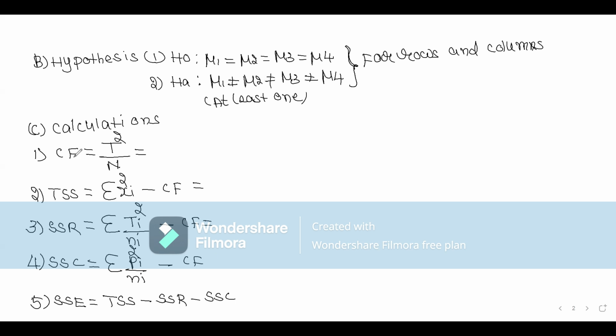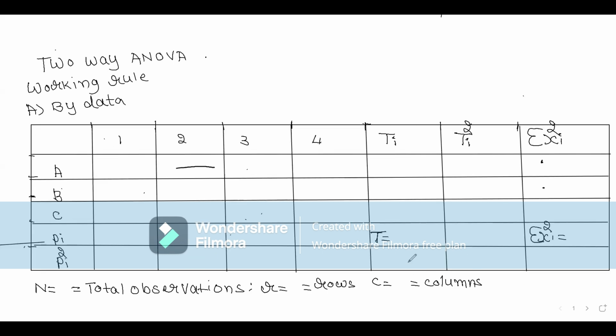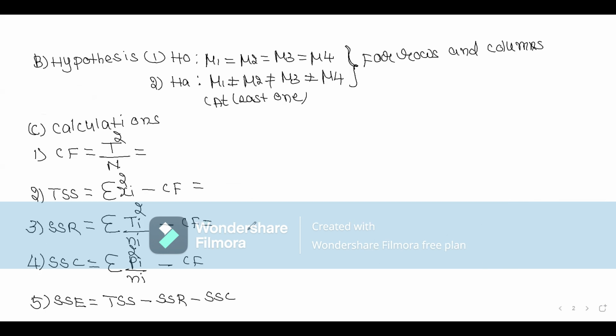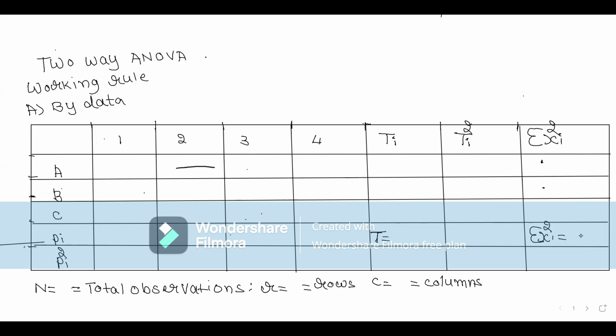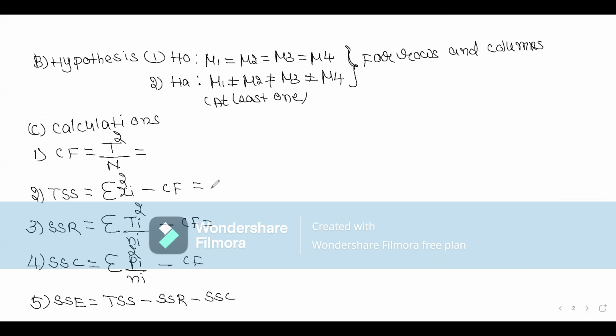Then next calculation. CF is t square upon n. Look here, t square upon n, and t value you are getting here and n value you are getting here. 12. That is, this t square divided by 12 you can take and calculate. This is what CF you write here. And TSS, summation of xi square minus CF. Now, summation of xi square I want. Look here, summation of xi square. This value you are getting. You take that value and write it here. And CF, already you have calculated the CF here. You can take a minus CF and find out.